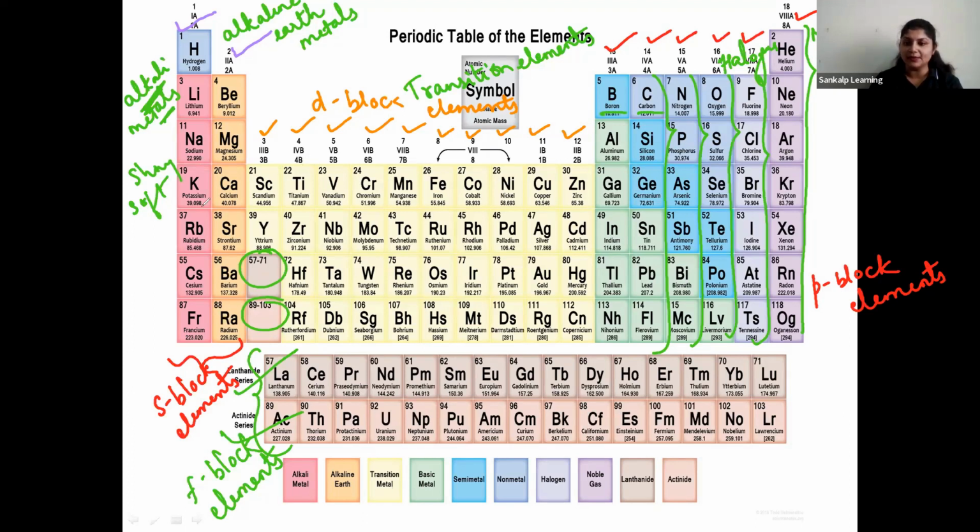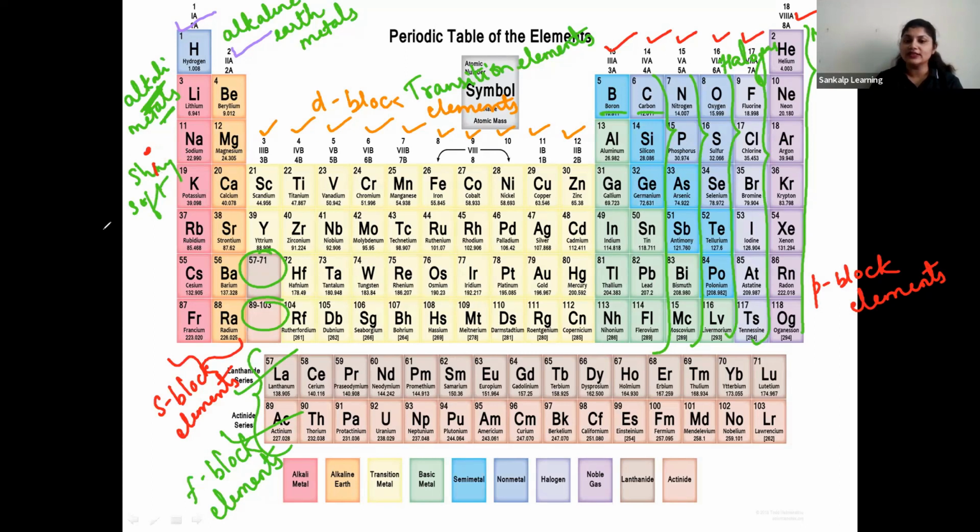What do you mean by malleable? Malleability means they can be converted into sheets. Ductility means they can be converted into wires. So metals are shiny, hard, and good conductors of heat and electricity.